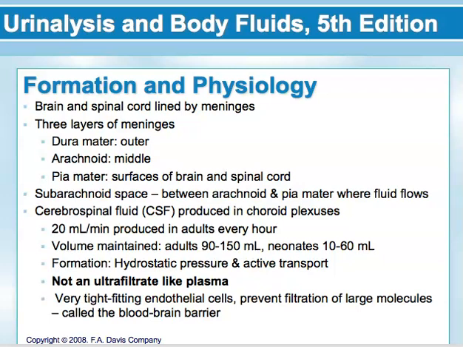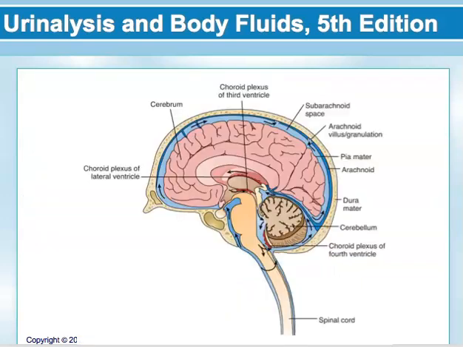Endothelial cells in the choroid plexuses are very tightly woven, and they form what is known as the blood-brain barrier, which protects the brain from chemicals and other substances circulating in the blood that could harm the brain. Disruption of that blood-brain barrier by diseases such as meningitis and multiple sclerosis can allow white cells, proteins, and other chemicals to enter the CSF. Here's just a visual of the different areas of the brain, and you can see where the CSF is formed.